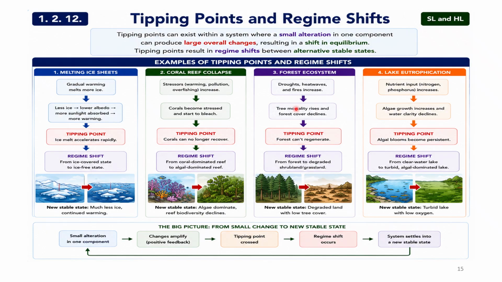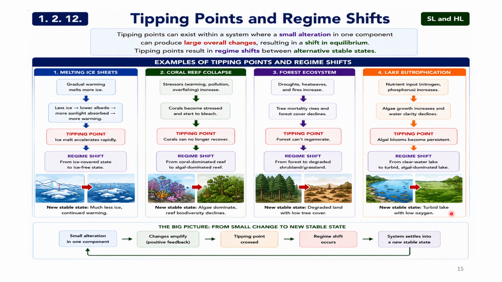In forest ecosystems, repeated droughts, heat waves, and wildfires eventually exceed the forest's ability to regenerate, leading to a regime shift from dense forest to degraded shrubland or grassland. In lake eutrophication, excess nitrogen and phosphorus stimulate algal growth. Persistent algal blooms reduce water clarity and oxygen levels, transforming a clear water lake into a turbid, algae-dominated ecosystem.